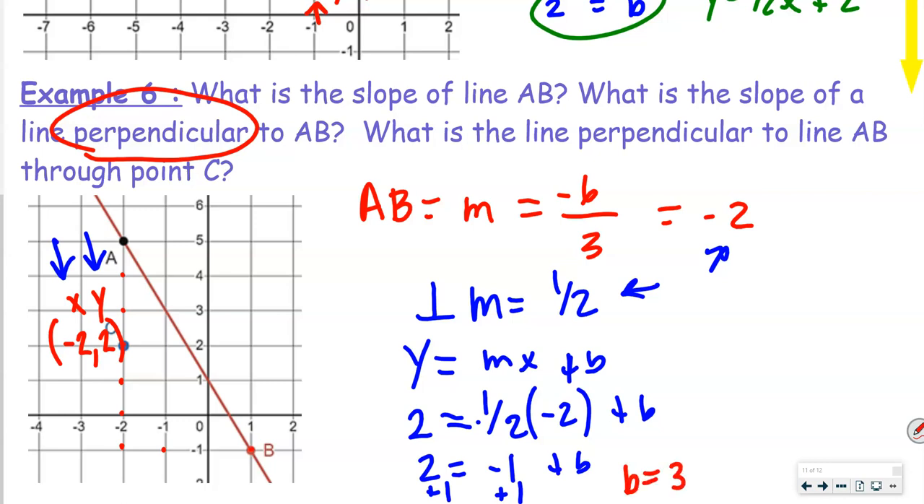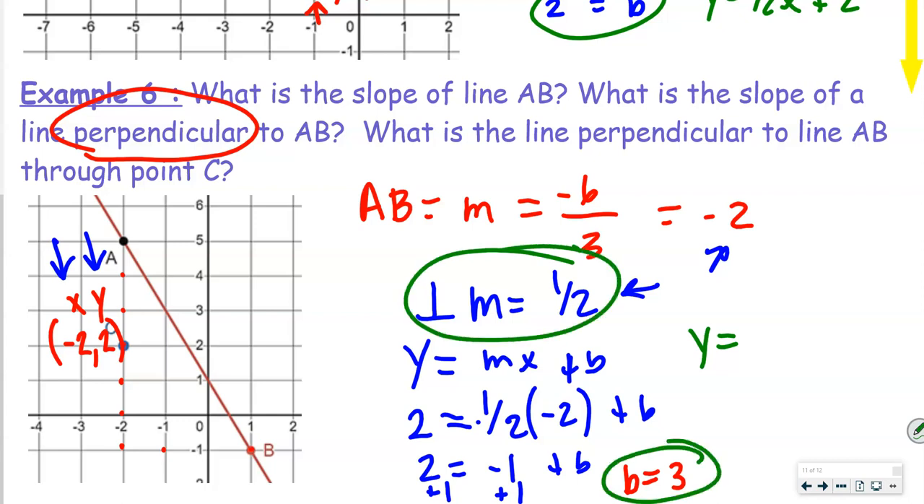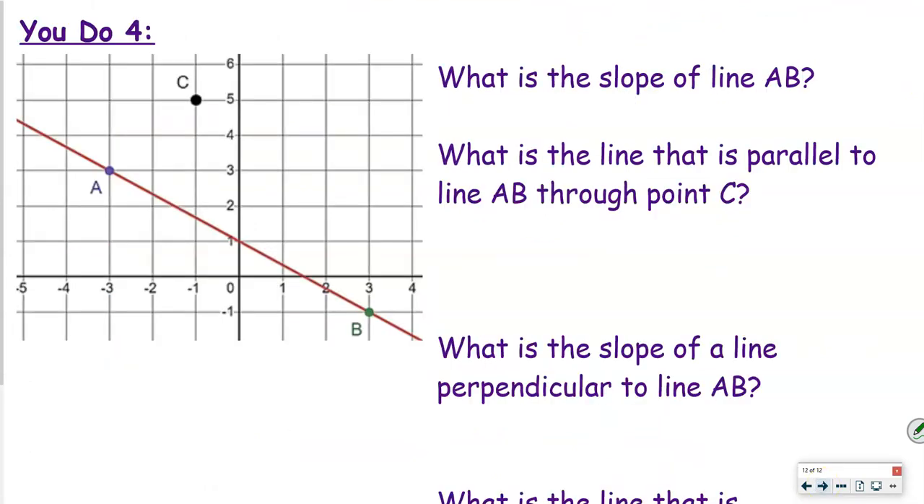So now our new equation is going to be y equals, again, remember, we're going to take our slope right here. No, not that one. Sorry, my bad. We're not going to take that slope. We're going to take this slope right here, right? Because that's our perpendicular slope, and our b, and plug them into the equation. So y is equal to 1/2 x plus 3.